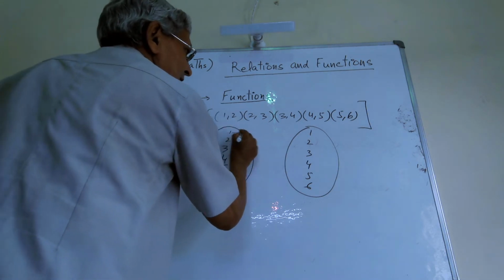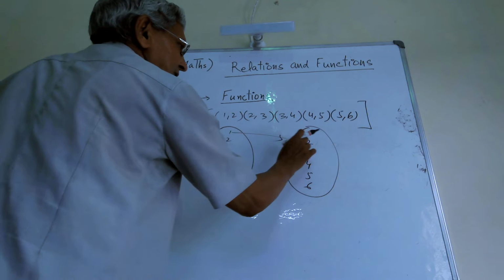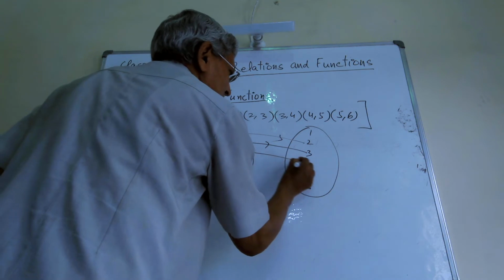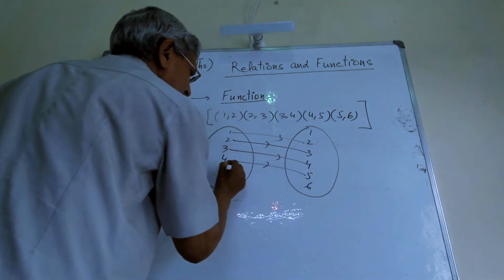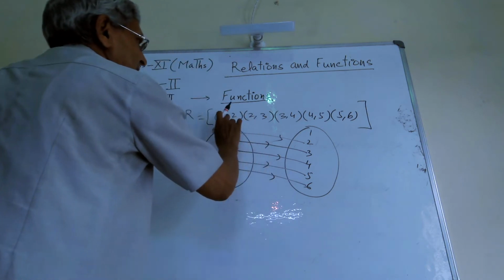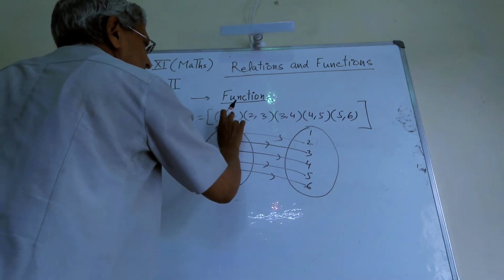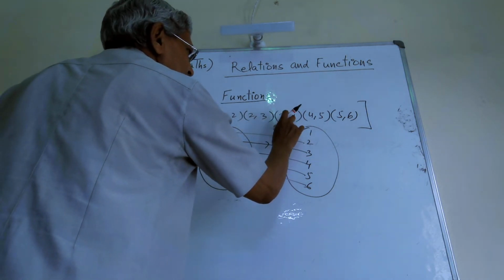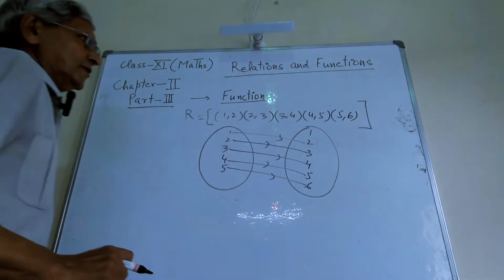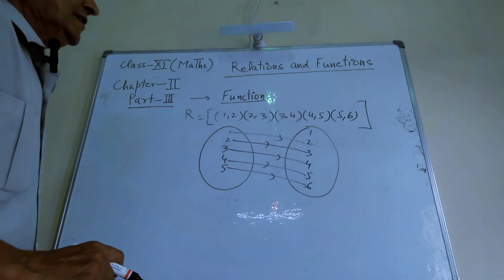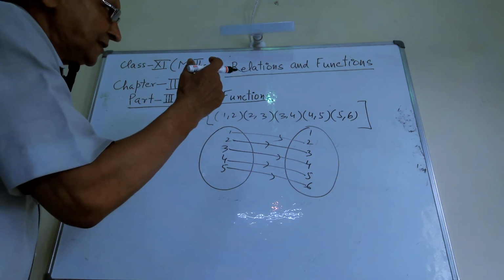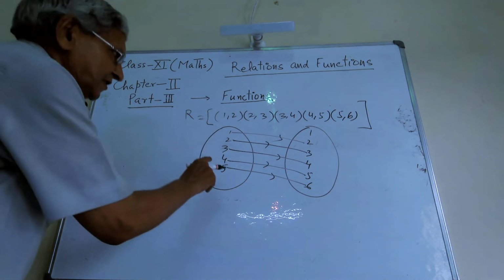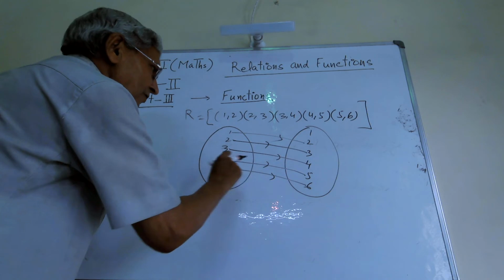1 has image 2. Image of 2 is 3. Image of 3 is 4. And image of 4 is 5. And image of 5 is 6. In this pair, 1 has image 2 in B. 2 has image 3 in B. 3 has image 4 in B. These are the ordered pairs and define the elements of set A and elements of set B, and with the help of this diagram we will see whether this relation is a function or not.